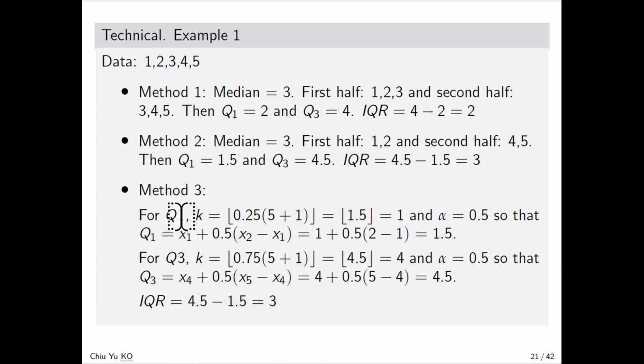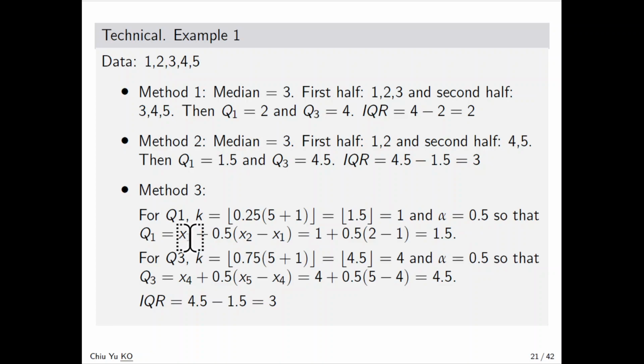So for Q1, it will be 0.25 times n plus 1, right? This is p, because Q1 corresponds to p equal to 1/4, and this is n. So n plus 1 is 6, and 6 times 0.25 is 1.5. Taking the integer part of 1.5, which is 1, so k is 1. And the decimal part is 0.5.